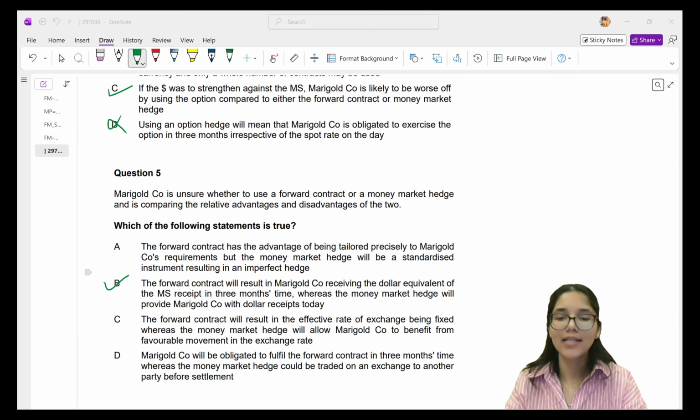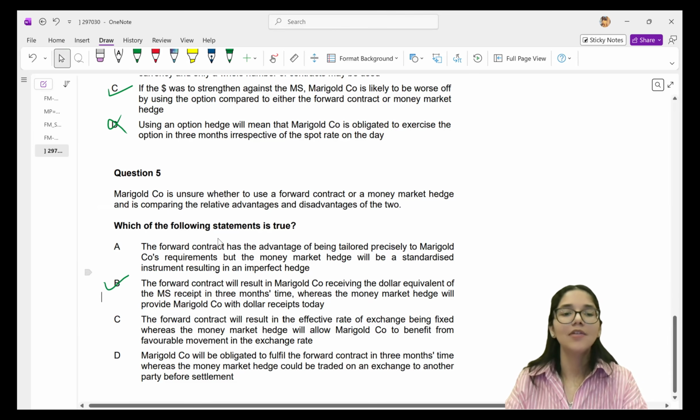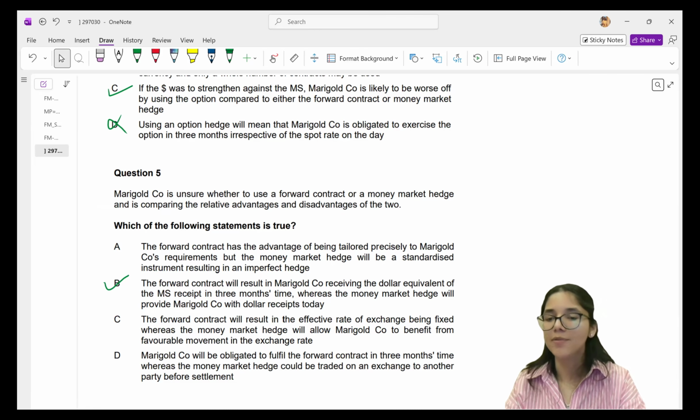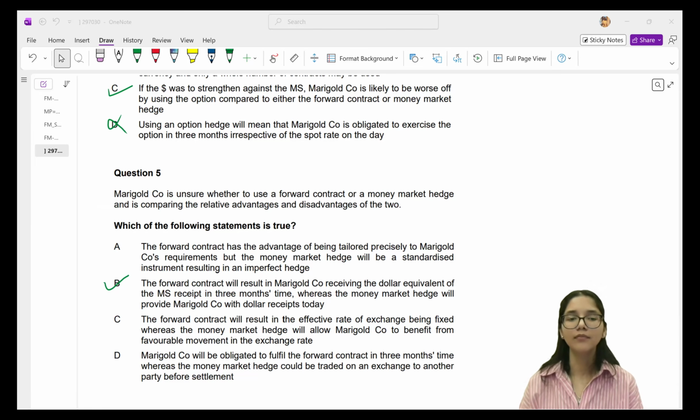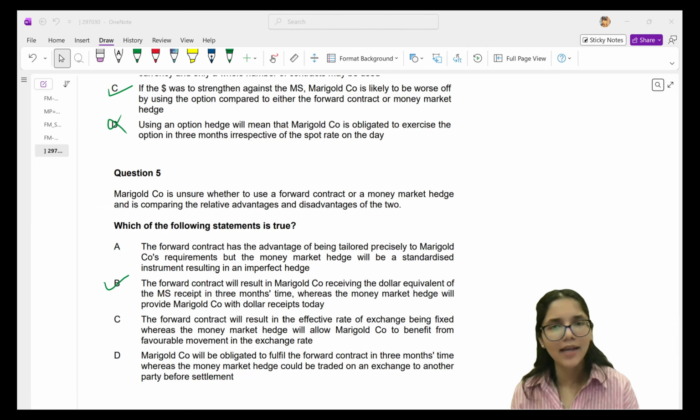If you have a look at statement A, it says that the forward contract has an advantage of being tailored precisely to Marigold Company's requirements. Do you people agree with the first statement till here? Forward contract can be tailored precisely to Marigold Company's requirements? Yes, we agree. So why is this not the answer? Maybe because of the second part.